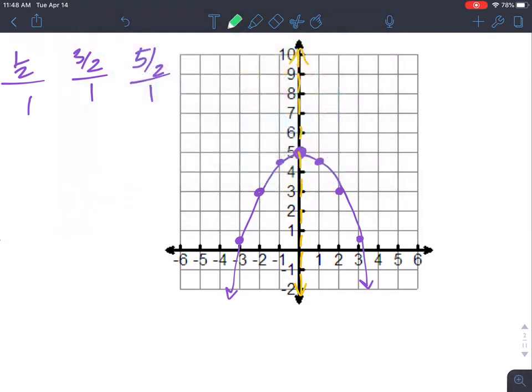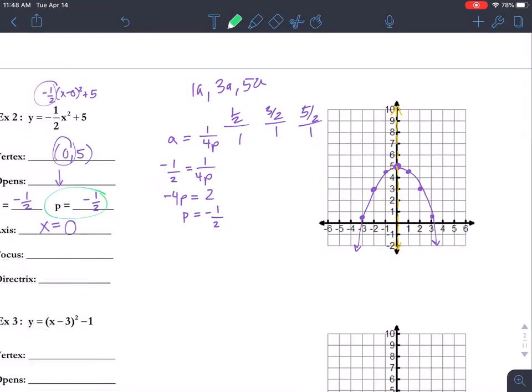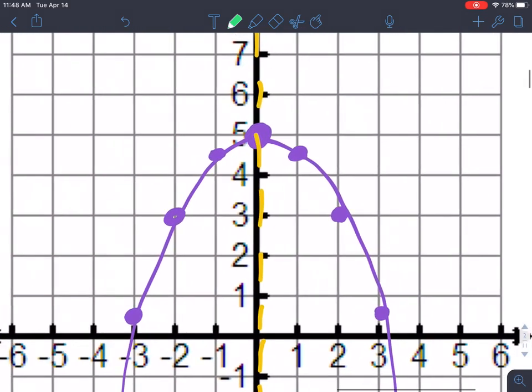So focus, okay, how far away are they? Well, it says p is negative 1/2. That's what we figured out. So since p is negative 1/2, that means I'm going to go 1/2 away from the vertex and 1/2 away for the directrix. Notice that the focus is inside, so it went down this time, and the directrix is outside, so it's above. Okay, and let's try to figure out those 2 points, that point and line.